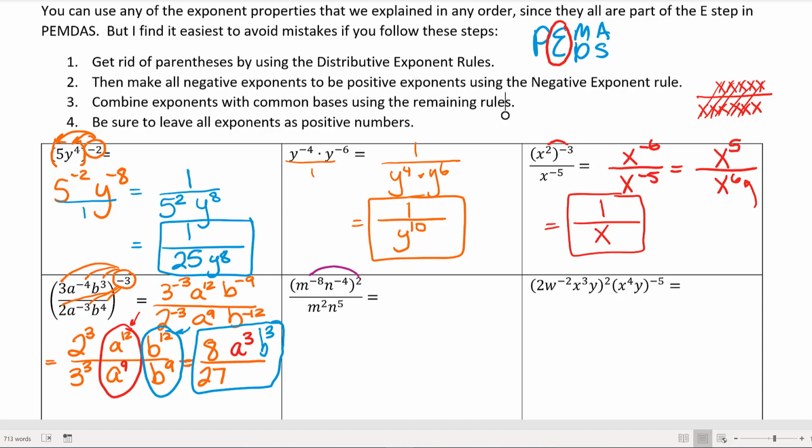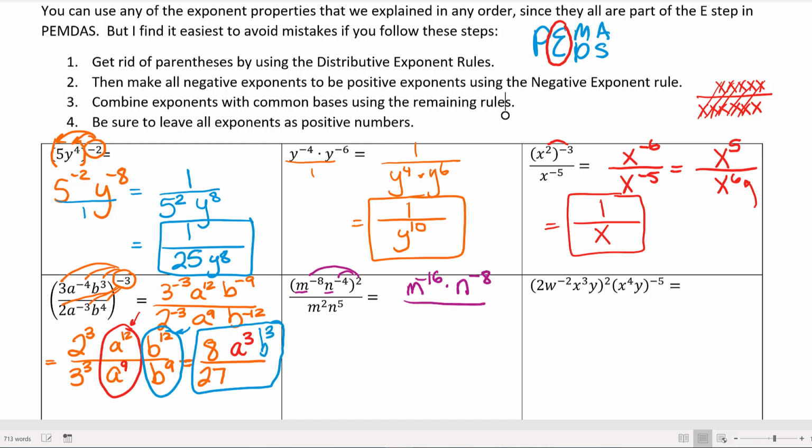So I'm going to take that and distribute it to both bases. Notice there's only 2 bases this time, m and n. So m to the negative 8 squared is negative 16. I multiply. N to the negative 4 times 2 is negative 8.